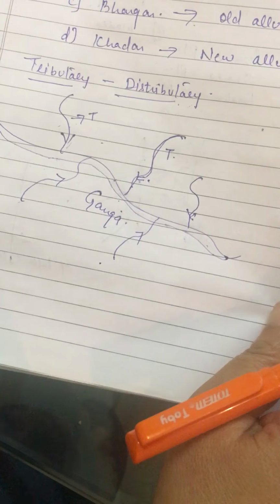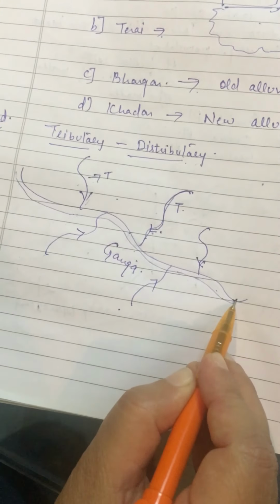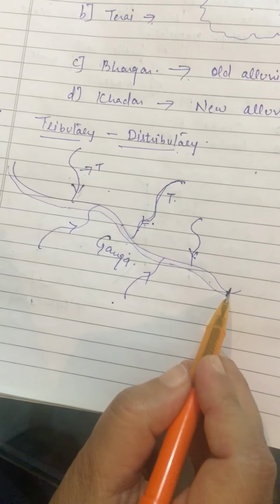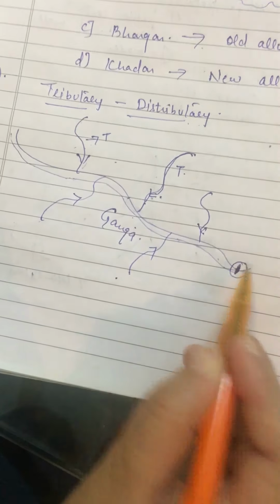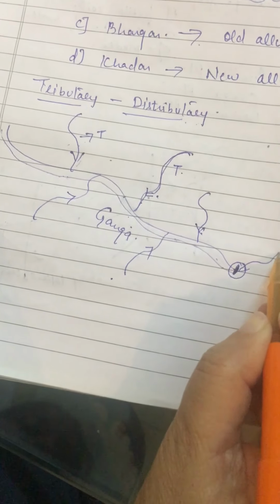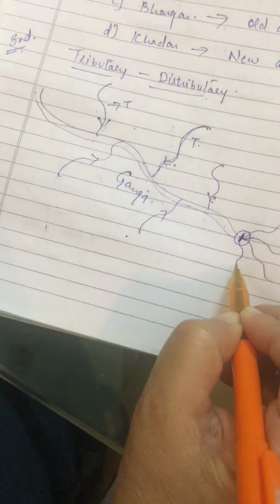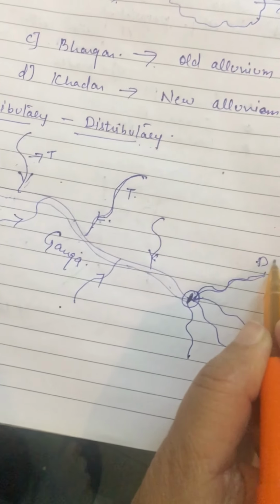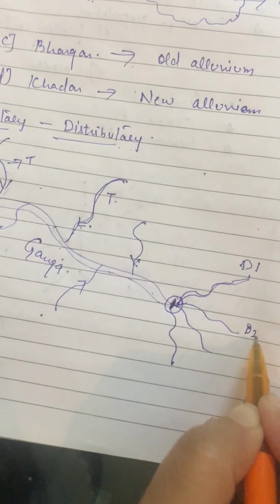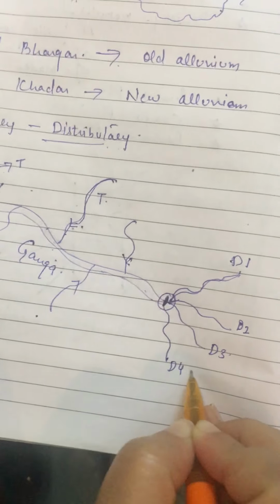Now what is distributary? This is the lower course of the river. In the lower course, due to deposition and heaviness, the river divides itself into different parts like this. These are called the distributaries. This is distributary 1, this is distributary 2, this is distributary 3, and this is distributary 4.